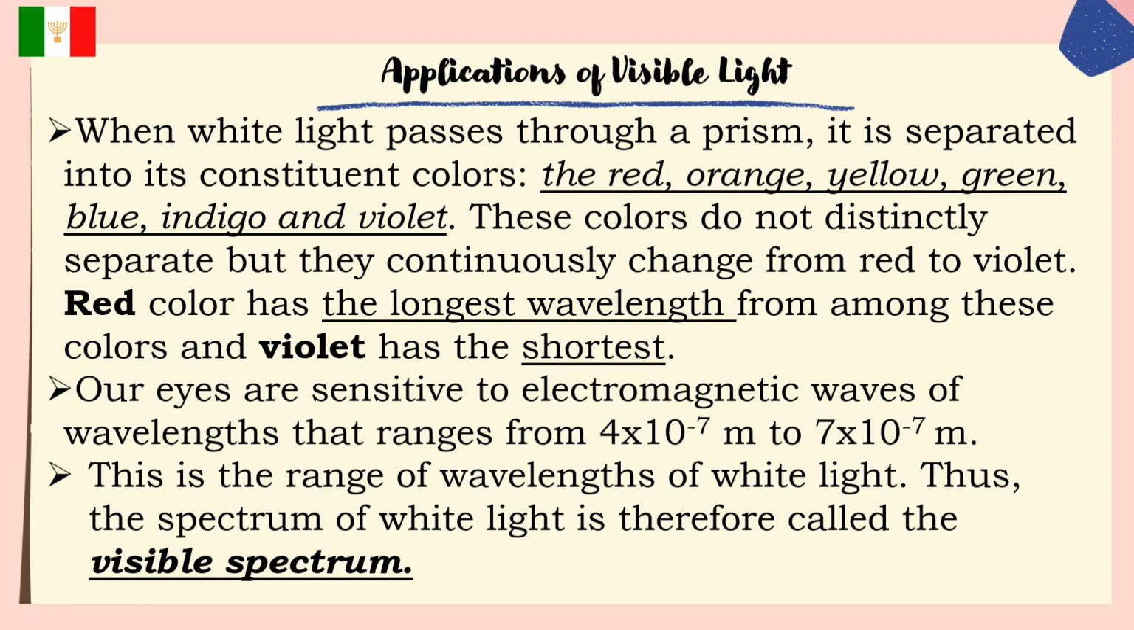Our eyes are sensitive to electromagnetic waves of wavelengths that range from 4 times 10 raised to negative 7 meter to 7 times 10 raised to negative 7 meters. This is the range of wavelengths of white light. Thus, the spectrum of white light is called the visible spectrum.